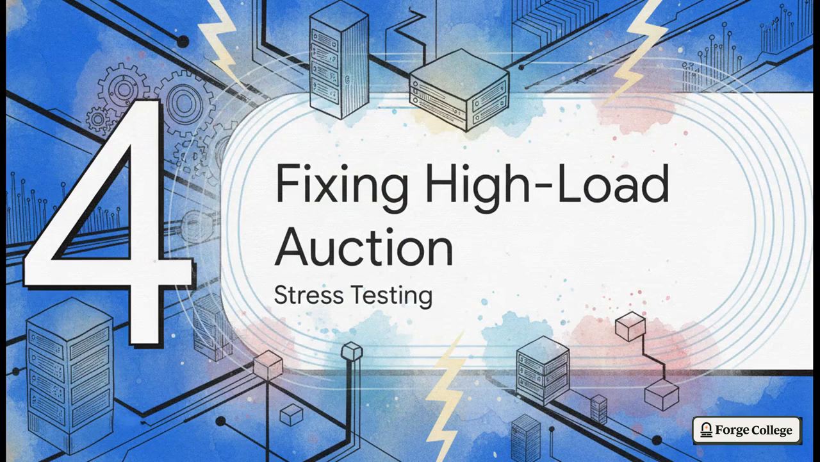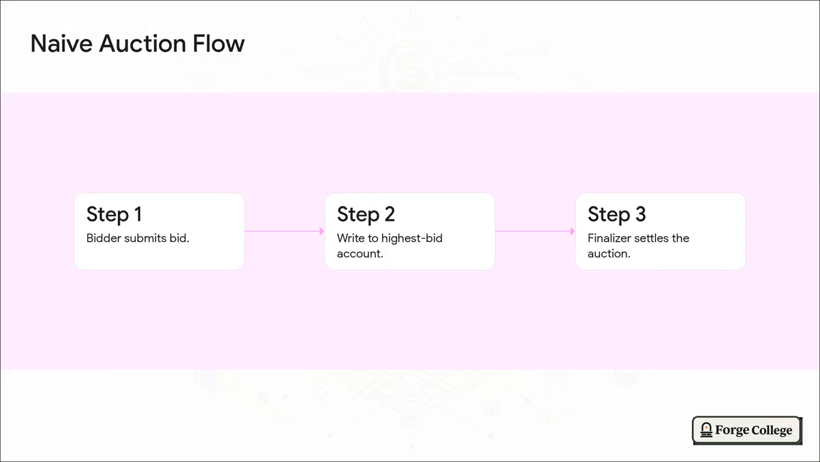All right, let's put this theory to the test. Section 4, Fixing the High Load Auction. Let's stress test this system. We're going to test our blueprint against a real-world high-load scenario. This might look super familiar if you've done an early design draft for a high-frequency auction. So here's how a naive design flows.